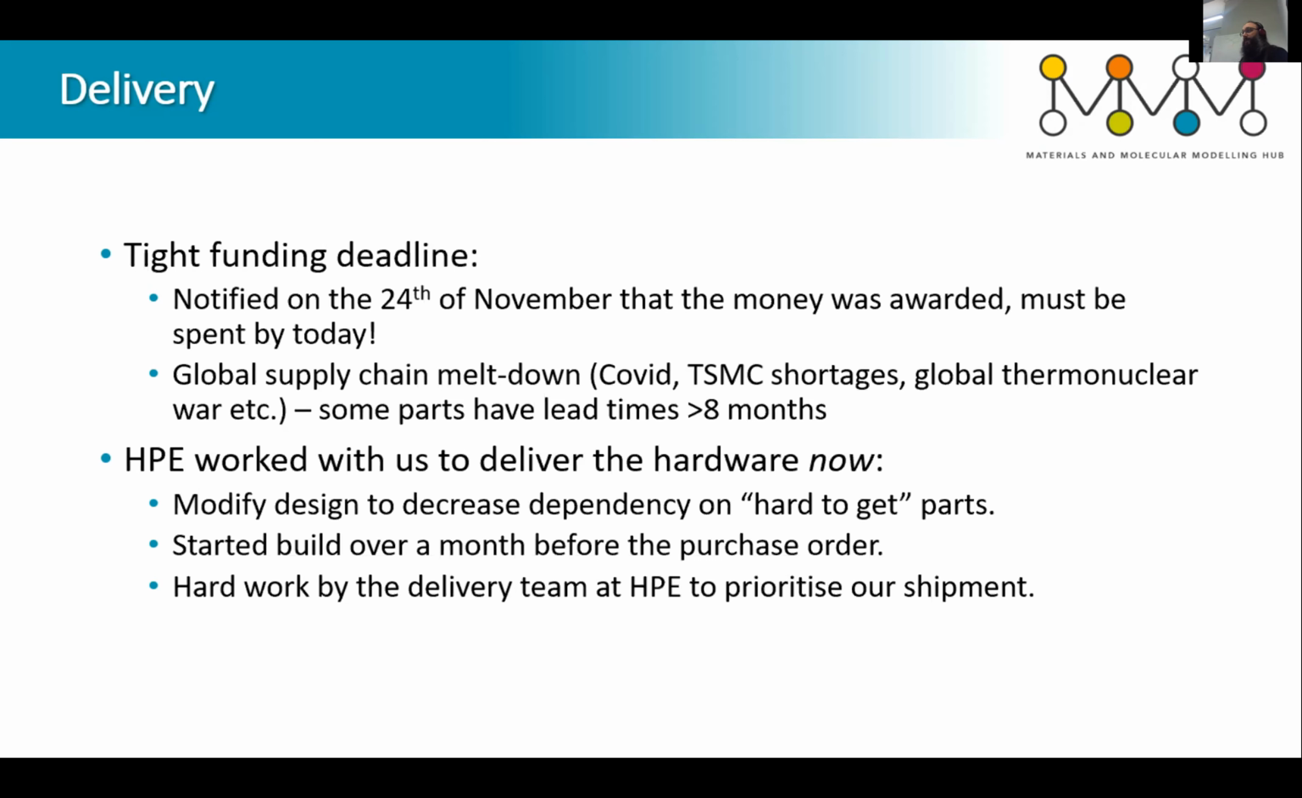HPE spent a lot of time getting us a design and getting the system through their build process and sourcing parts to get this machine delivered. They did some really, what for them might be considered, risky things. So we got notified of the funding on the 24th, but we didn't have the money processed until January, and they actually started the build sometime before Christmas. So they took that risk on, and we're very grateful for that, because we would not have delivered it without that. And they spent a lot of time prioritizing the shipment through their process.